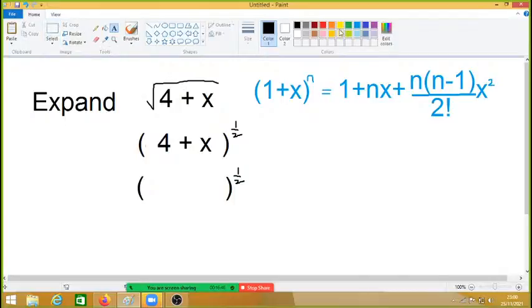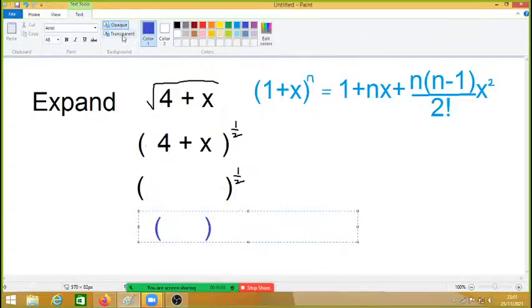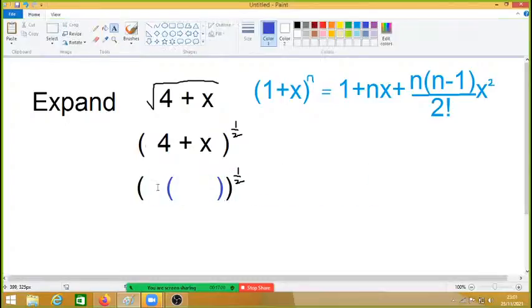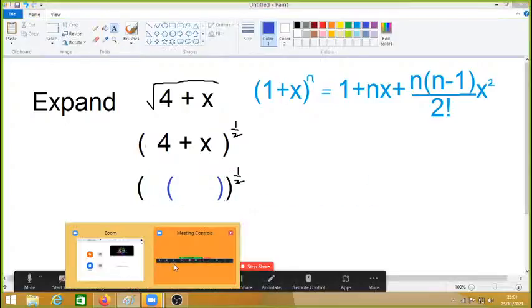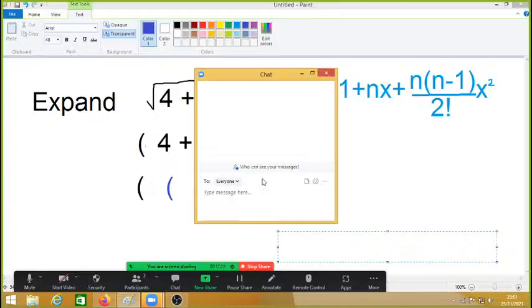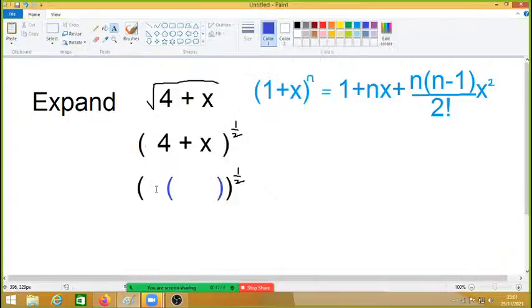I'm going to be working on the inside, just on the 4 plus the x. I'm trying to factorize the 4 plus the x. So the question is, what will I have at the beginning? Okay, no response yet. Oh, there is a response. Good, 4. Fantastic. So I want to take 4 as the factor to pull out.